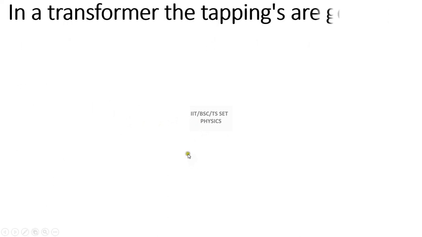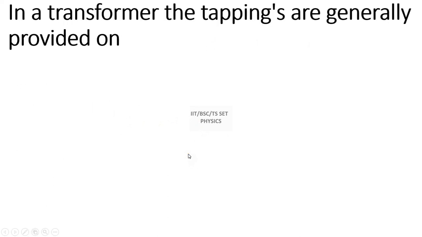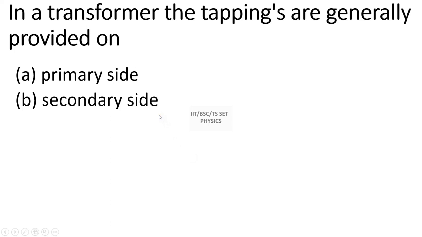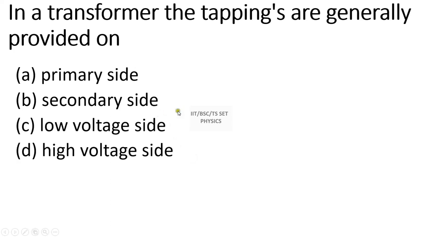Next question. In a transformer, the tappings are generally provided on primary side, secondary side, low voltage side, high voltage side. Answer C, low voltage side.